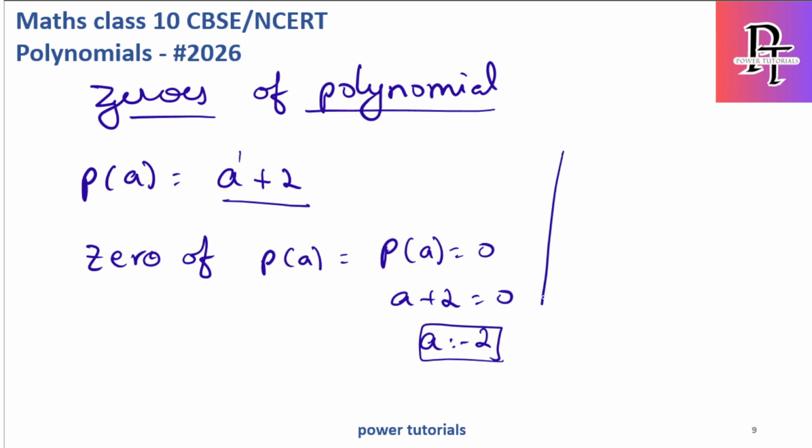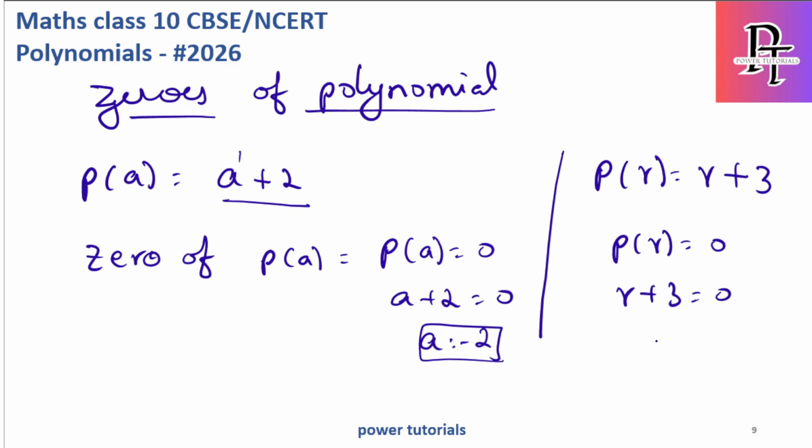Okay, same way if I take another equation, p of r is equal to r plus 3, then the 0 of this polynomial is where p of r is equal to 0. So r plus 3 is equal to 0. So r is equal to minus 3 is the 0 of this polynomial.